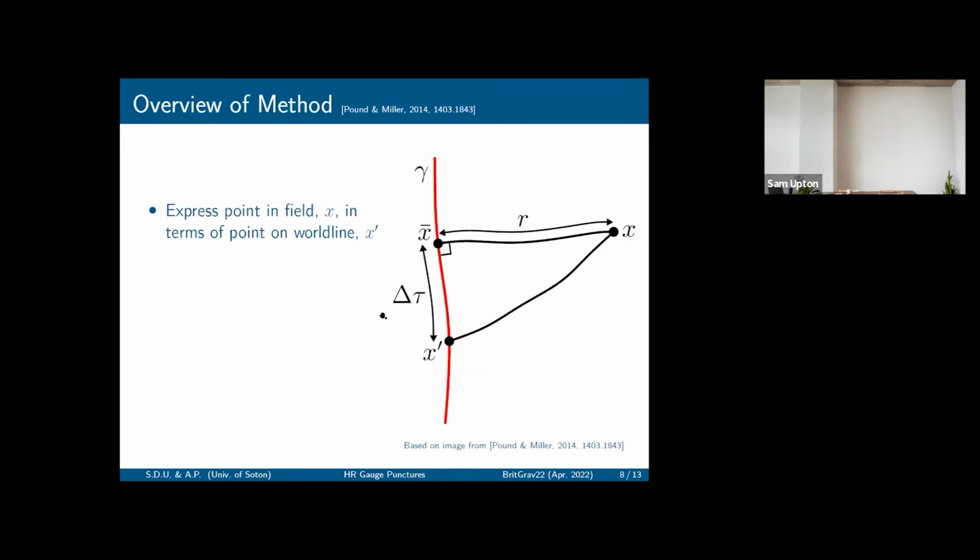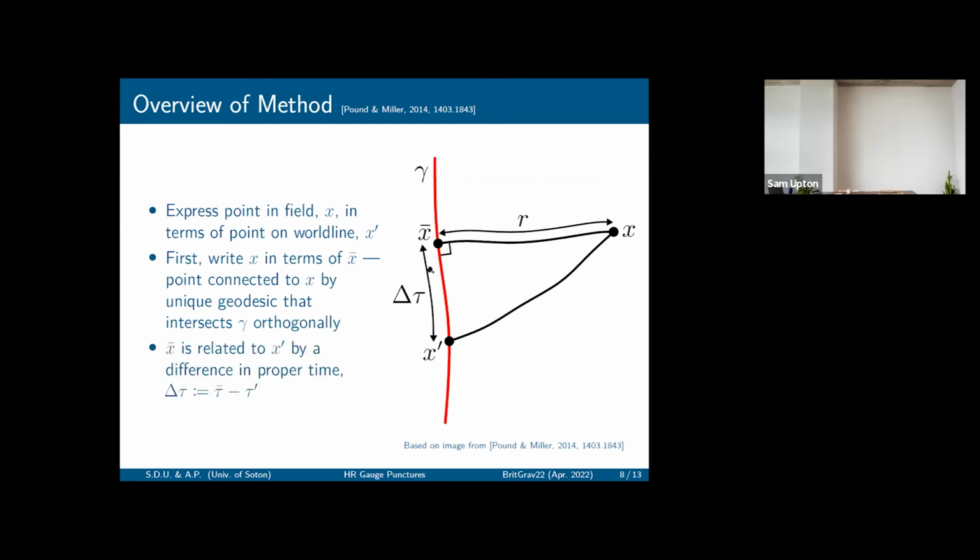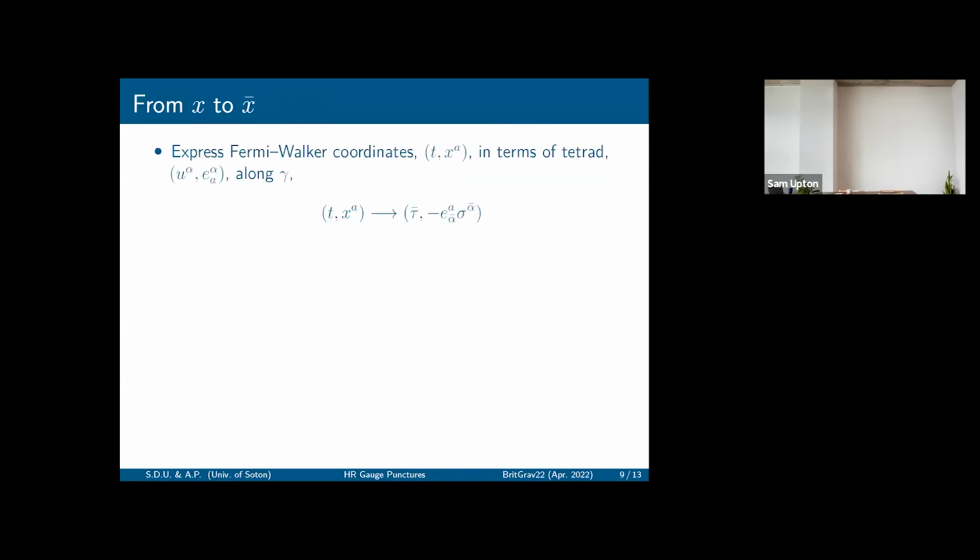So I'll give a quick overview of the method. We want to express a point in the field, so this x here, in terms of a point nearby on the world line, x prime. So first, we write x in terms of x bar. This is a point where, if you would shoot out a geodesic orthogonally from x bar, you would hit x. And then x bar is related to x prime by some difference in proper time. So how do we go about doing that?